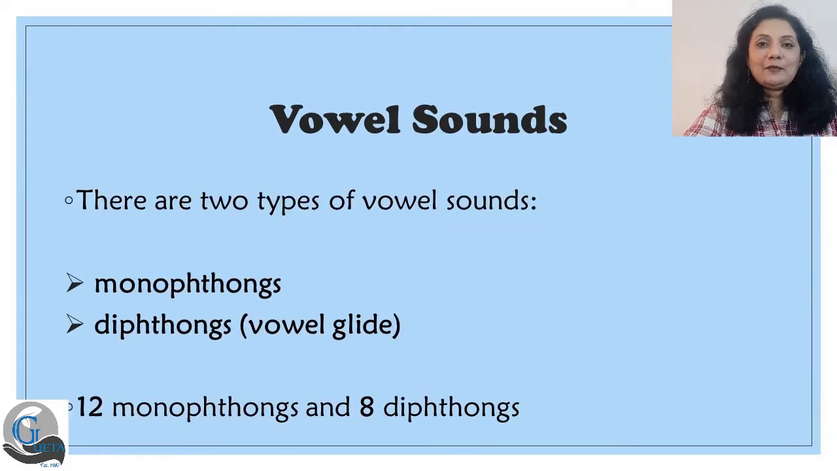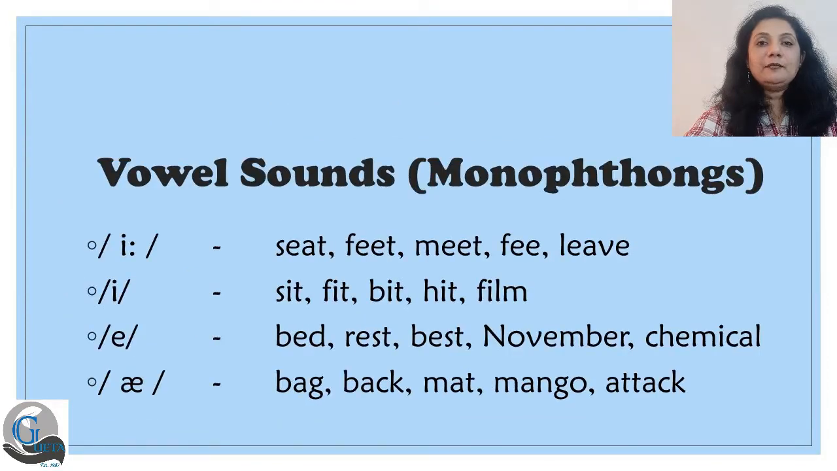So there are 2 types of vowel sounds. One is called diphthongs and the other is monophthongs. There are 12 monophthongs. Monophthongs means a single sound. Mono is one. So you have a single sound. And diphthongs, which are also known as vowel glides, are 8 in number. And 12 and 8, monophthongs and diphthongs, make 20 vowel sounds. Let's have a look at the symbols of monophthongs first.